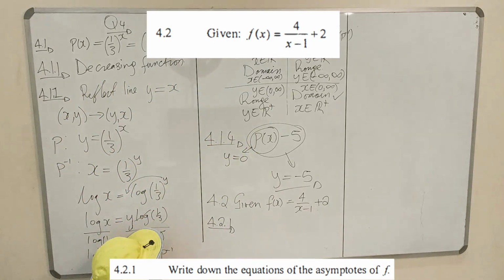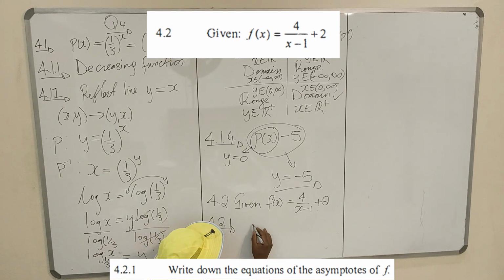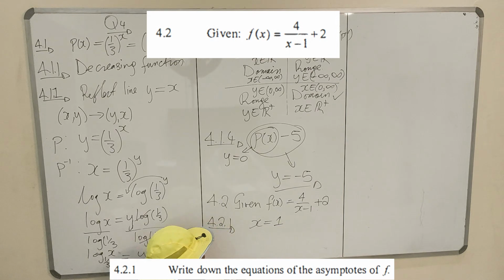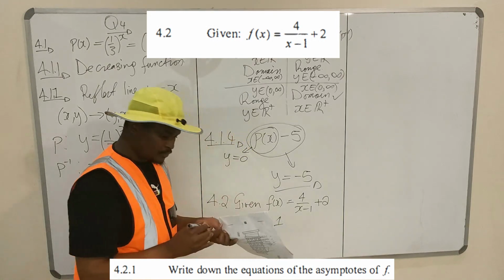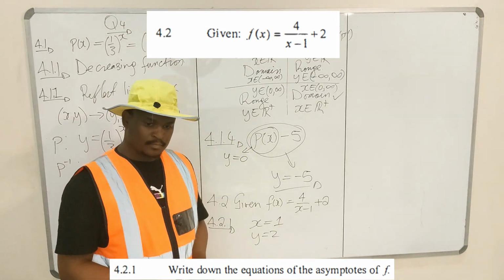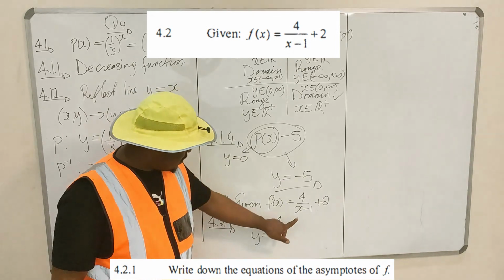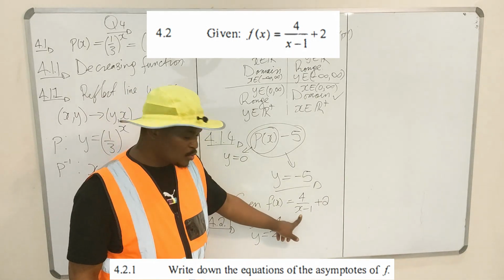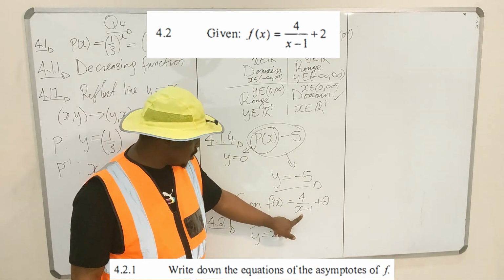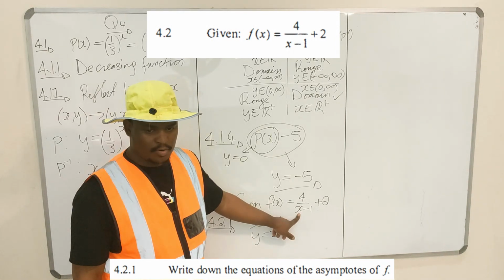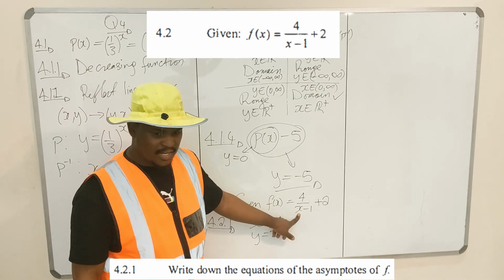So what is the equation of the vertical asymptote? X is equal to 1. What is the equation for the horizontal asymptote? Y is equal to 2. Done. Because for x is equal to 1, this function will not be defined because you have a situation where you're dividing by 0. Do you understand?